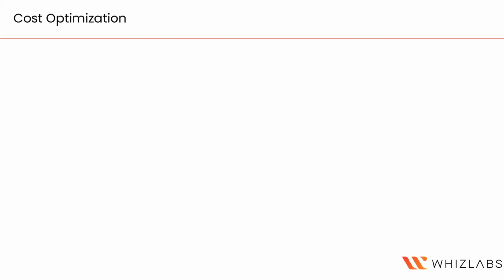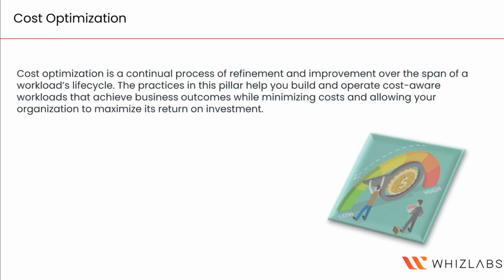The next pillar is the cost optimization pillar, and it's a continual process of refining and improving over the span of the workload's life cycle. So you are analyzing your environment, you are analyzing the application, you are analyzing the offerings, you are continuously changing and experimenting, and this helps you to build and operate cost-aware workloads that help you to achieve business outcomes. So you are able to minimize the cost, and thereby you are able to maximize the return on investment.